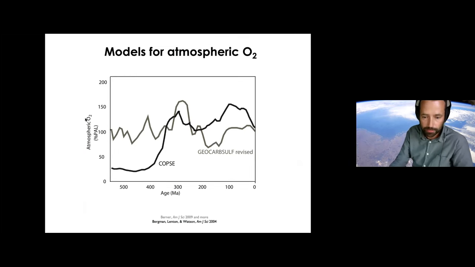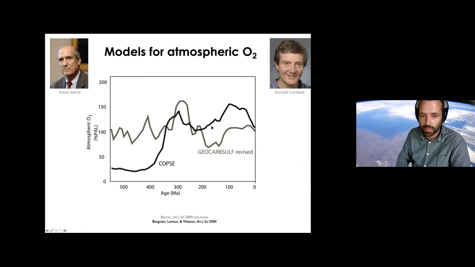When I did my PhD, this was the motivation for me. It was how atmospheric oxygen has accumulated to the modern levels. And there were basically two theories out there. One was developed by Bob Berner and my advisor, Don Canfield, that atmospheric oxygen has essentially been constant through time at modern levels throughout the Phanerozoic.